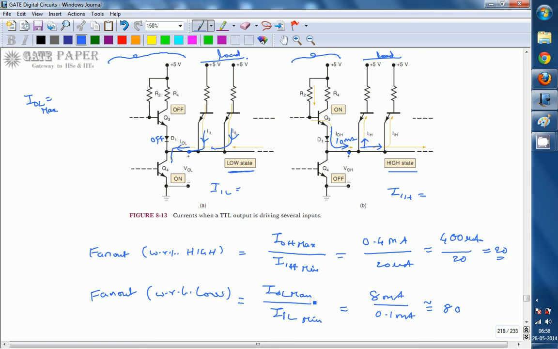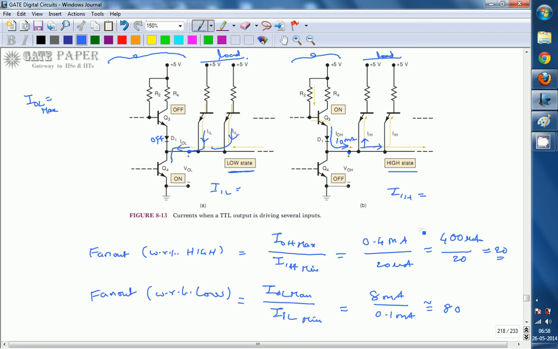With respect to high level we can connect 20 load gates. Let us assume you are connecting 80 load gates, but whenever the output is at high level, out of 80 only 20 will be properly at high level and the other 60 will not be treated as high level by the output node. So you cannot satisfy the high condition if you are connecting 80 load gates.